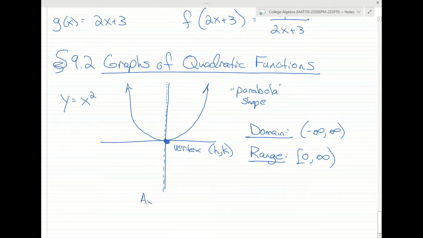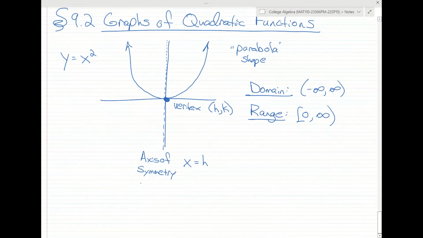The axis of symmetry, the equation of it would just be x is equal to h. And we'll be practicing all of this stuff in the next few examples. We could abbreviate axis of symmetry to AOS.